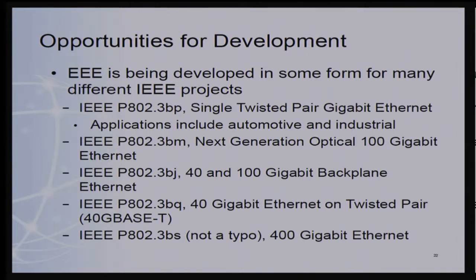And then my favorite, 802.3bs, which is not a typo, that's really what they called it, 400 gigabit Ethernet, which just started and went into task force mode earlier this year. So fast wake is either being specified or will be specified in some of these projects. And again, it's really important if you care about energy efficiency for the equipment that you're going to be putting in your networks, to talk to your equipment manufacturers and ask for the feature.